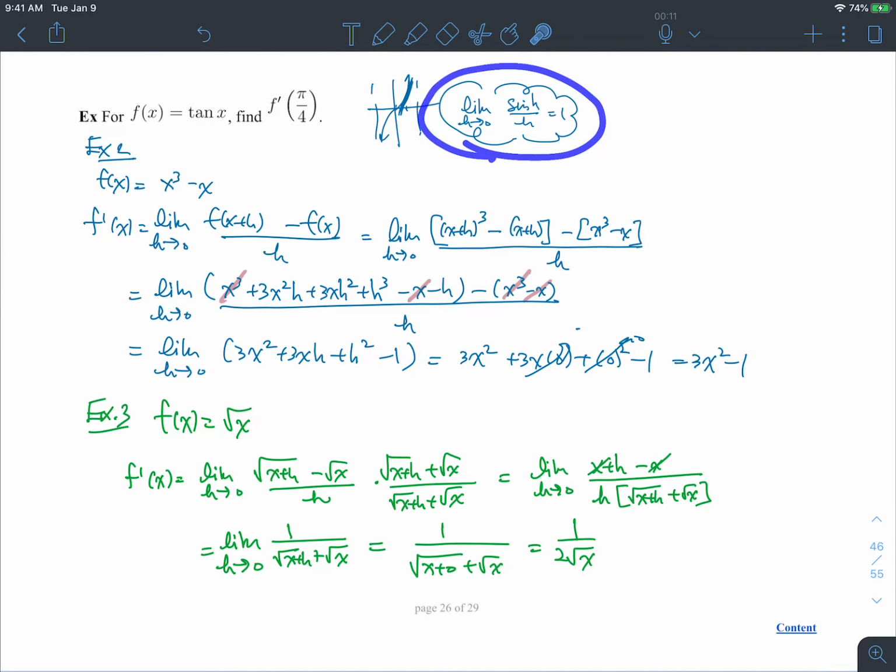Can you tell me why this is true? It's true. But why? The key is to think about what sine of h actually means. All right? I'm trying to prime you for a discussion tomorrow. Okay? All right, guys. So let's move on to the next topic.